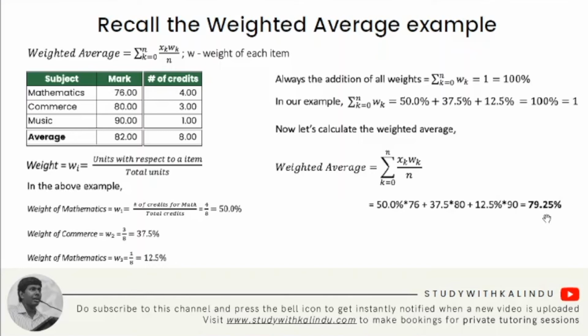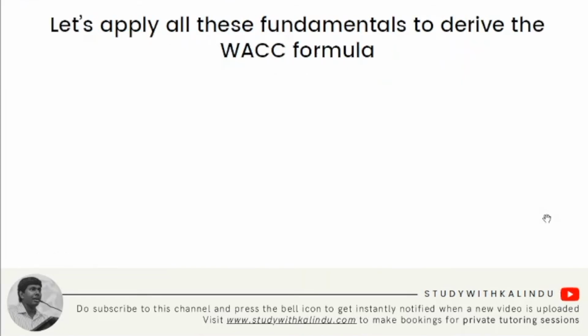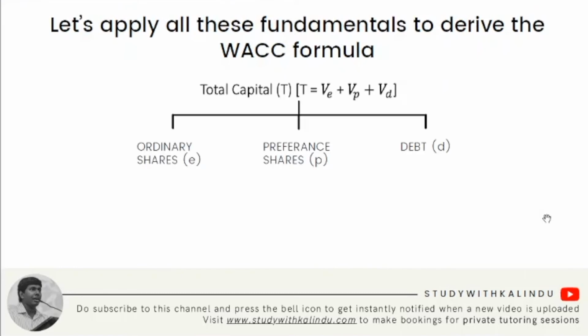So this is a eureka moment. Why? Now you have an easier formula for calculating the weighted average. You take individual observations, multiply them by individual weights, and you get your weighted average at once. Using all this understanding, we can derive the WACC formula. Weighted average cost of capital is nothing but the weighted average of the costs of your capital components.